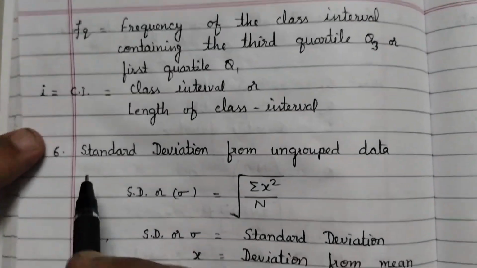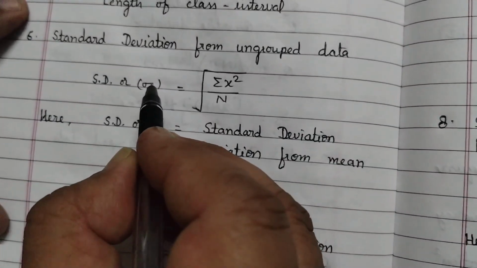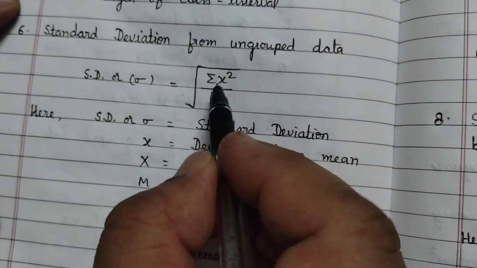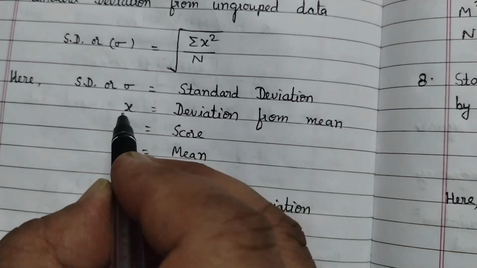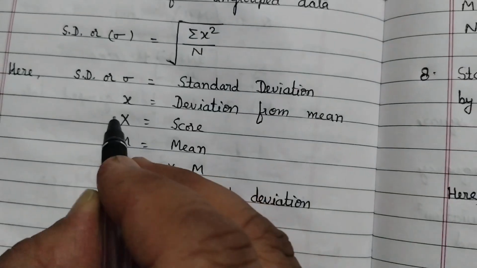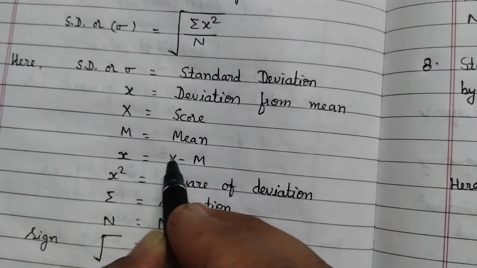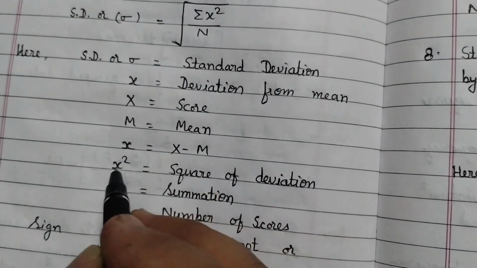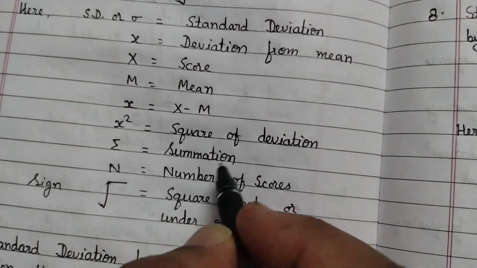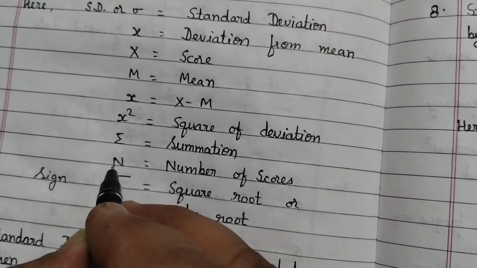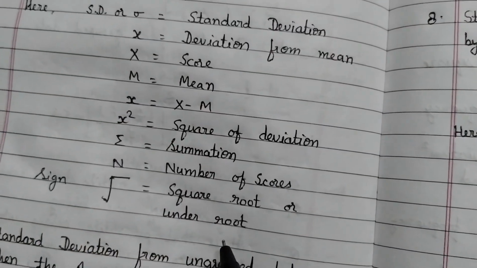Now formula 6, standard deviation from ungrouped data. SD, or small sigma, is equal to under root summation x square by n. Here SD or sigma is called standard deviation. Small x is equal to deviation from mean. Capital X is equal to score. Capital M is equal to mean. Small x is equal to capital X minus M. X square is equal to square of deviation, and this sigma is equal to summation. N is equal to number of scores, and this sign is called square root or under root.